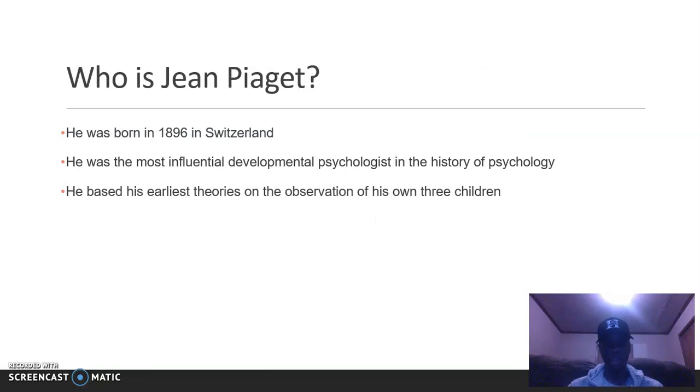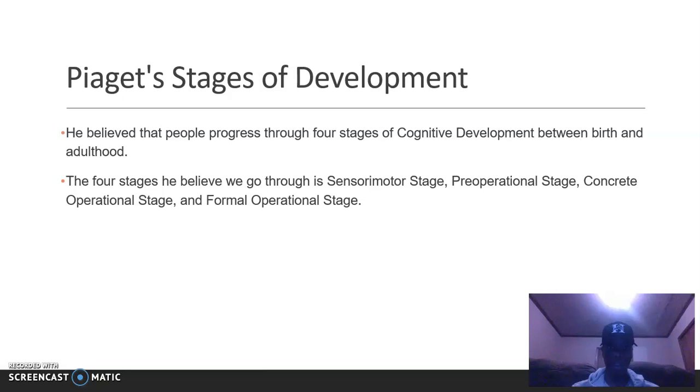Who is Jean Piaget? Jean Piaget was born in 1896 in Switzerland. He was the most influential developmental psychologist in the history of psychology. He based his earliest theories on an observation of his own 3 children. He had a doctorate in biology, but then he moved more towards psychology. He was more interested in psychology.